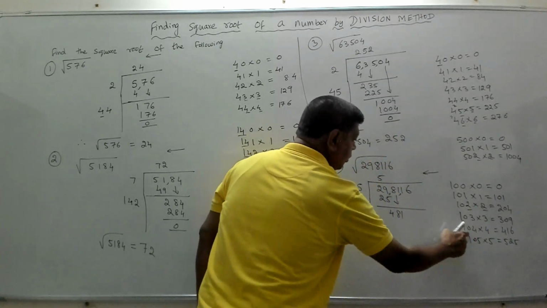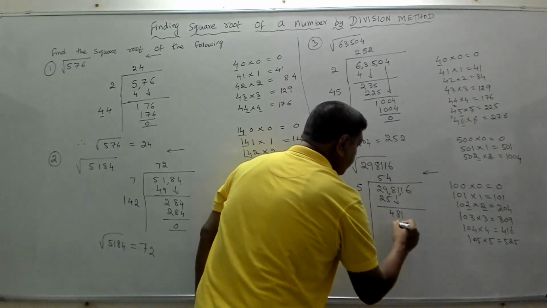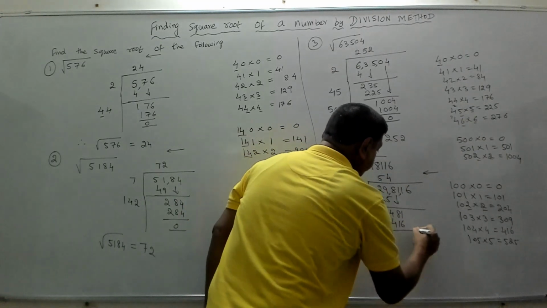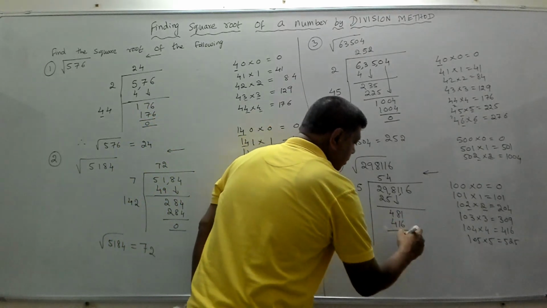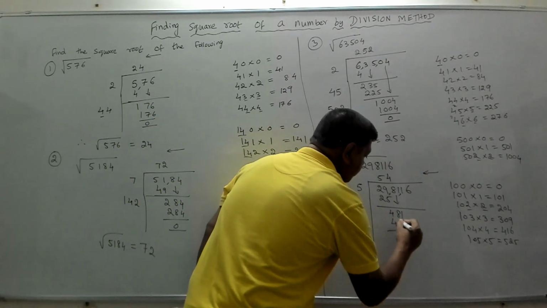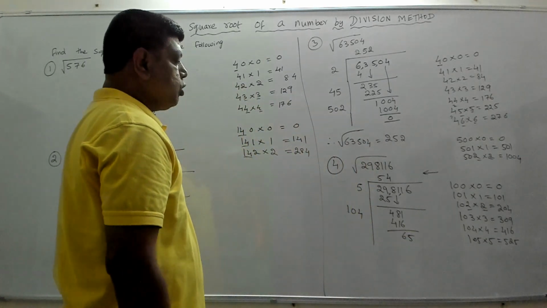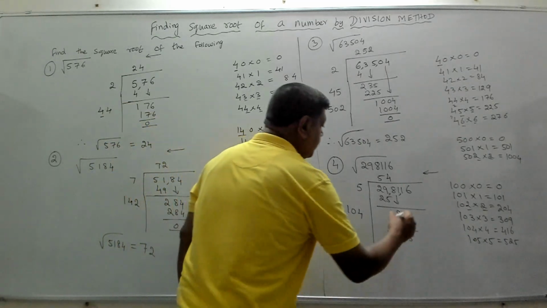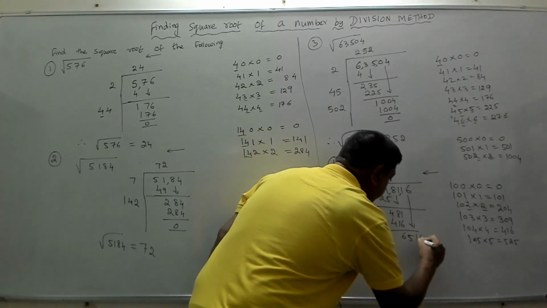4 times. 104 into 4 is 416. So we should put 4 here and 4 here. Then write 416. Then we must subtract. So 1, so carry 11. 11 minus 6 is 5. 7 minus 1 is 6. So we get 65. Then we must bring this 16 down. Entire 16 will come down. So 16.